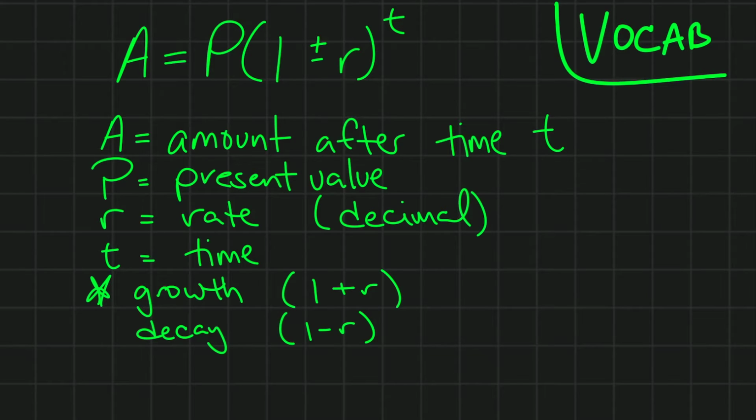The factor will be 1 plus R if we're dealing with growth. The factor will be 1 minus R if we're dealing with decay.